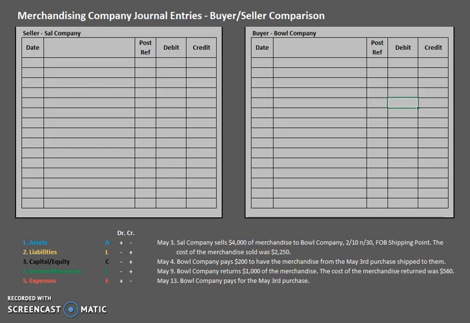So now that you have a little bit of an overview of what's going on, remember we're using the gross method today. So try pausing the video and journalizing these transactions, and then we'll go through each one together. Okay, let's start with May 3rd. And we're going to do it first from the seller's perspective, and then we'll move over to the buyer's perspective. Now keep in mind we are using the gross method, which means that we do not account for discounts until the actual payment has been made. And we are also using the perpetual method of inventory valuation. So let's start with the seller, May 3rd.